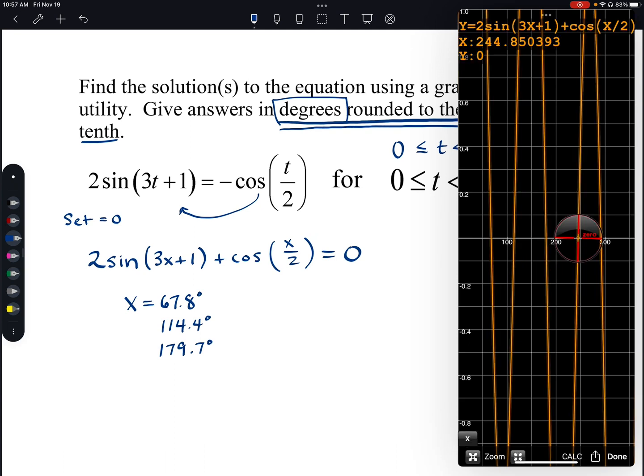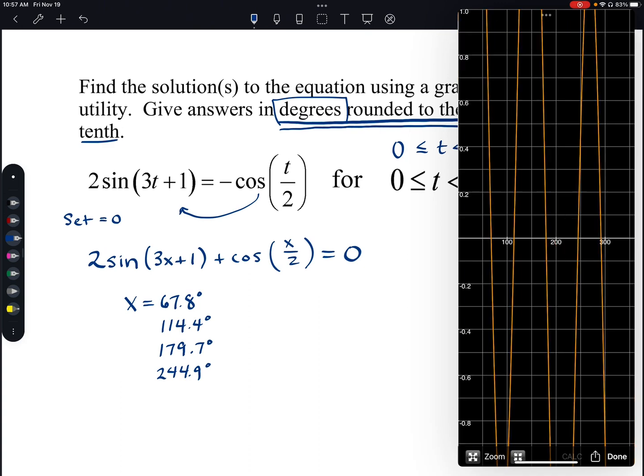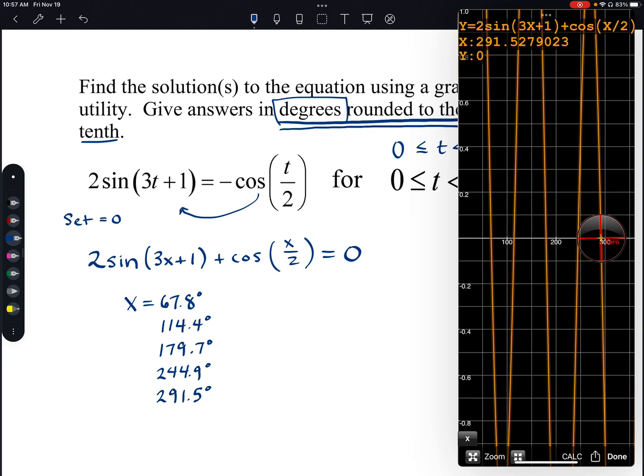We have 244.9 degrees. And then our last one there, 291.5 degrees. Okay, so you see we actually have 5 answers on that one, but we just used our graphing calculator to come up with them there.